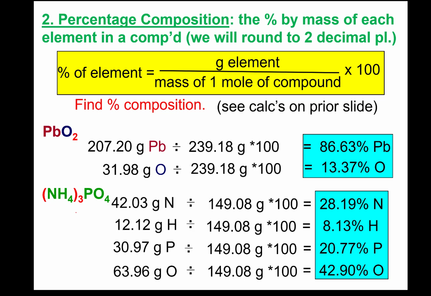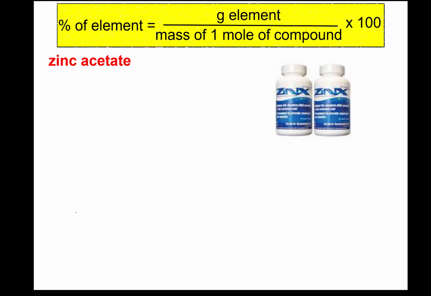So (NH4)3PO4 is 28.19% nitrogen, 8.13% hydrogen, 20.77% phosphorus, and 42.90% oxygen. Notice that we went to 2 decimal places with all of our percentages. Our percent symbol is our units when we do percent composition. And in this example for ammonium phosphate, it doesn't add up exactly to 100, but it does add up to 99.99%. Let's look at another example, zinc acetate.